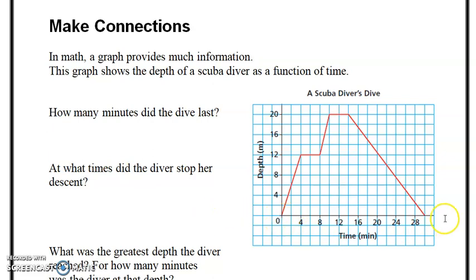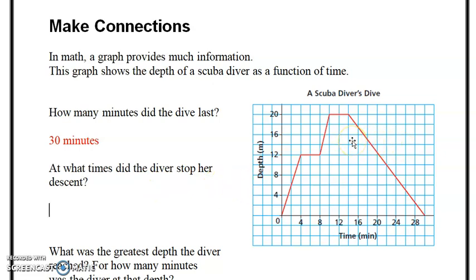Well, it started at 0, and these are going up by 2's, right? So 2, 4, 6, 8, 10, 12, 14, 16, 18, 20, 22, 24, 26, 28. So the dive lasted approximately 30 minutes based on the information from the graph. Okay. At what times did the diver stop her descent?